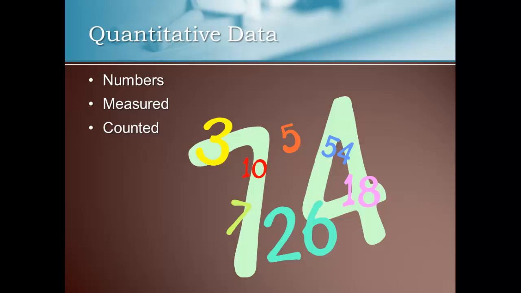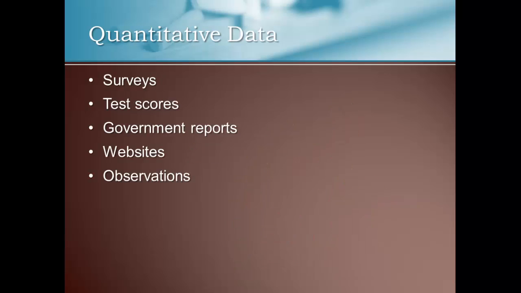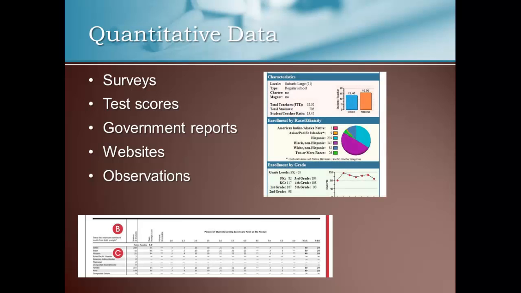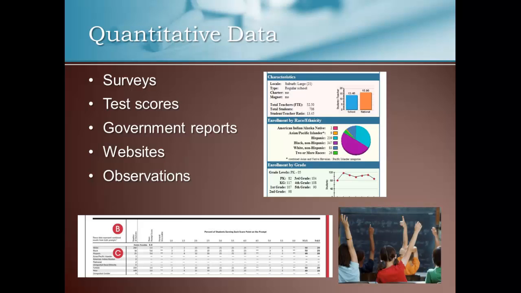Let's start with defining quantitative data. Quantitative data deal with numbers, things that can be measured or counted. Quantitative data can come from a variety of sources. They can come from surveys like the one you've done in this course. Educators are familiar with the quantitative data of scores from high-stakes tests, but quantitative data can also come from other sources, such as government reports and websites, or observations. For example, you can observe and count student behavior, like how often girls raise their hand in science class.